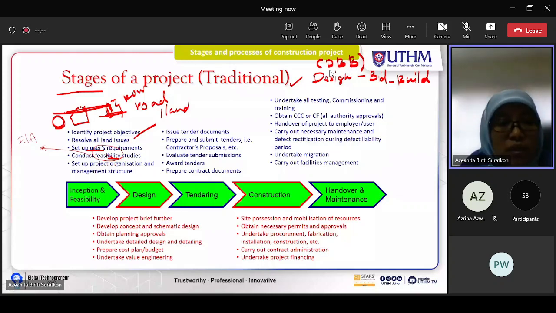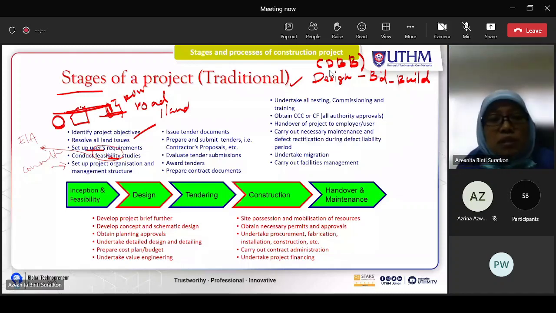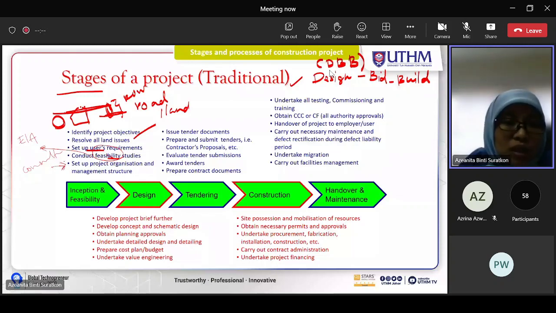And then the next step, the key activity is to set up the project organization and management structure. Normally at this stage, the client will have their consultant to help them do all these things, for example, to conduct the feasibility study. In fact, to resolve the land issue, sometimes they need assistance from the consultant. So these are the things that need to be settled during this inception and feasibility stage.